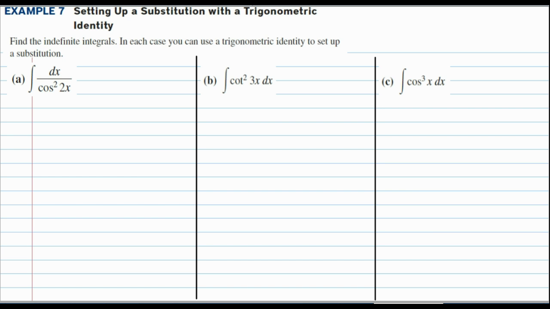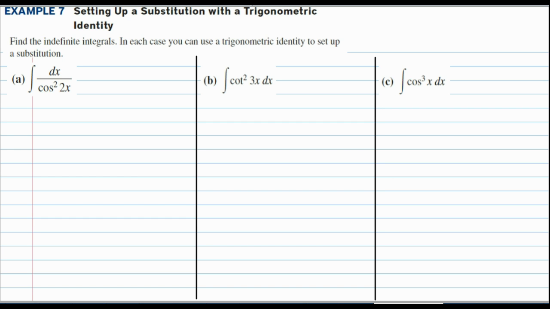Find the indefinite integrals. In each case, you can use a trigonometric identity to set up a substitution. So you've got to have those trig identities memorized. So part A, the antiderivative of dx over cosine squared of 2x. Now, I don't know the antiderivative of cosine squared of 2x, but it's in the denominator.